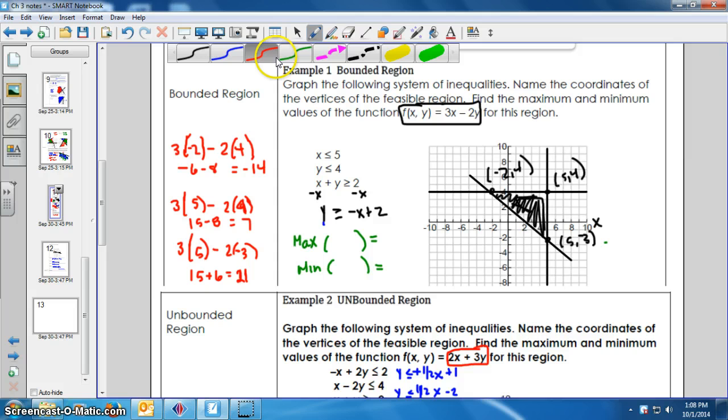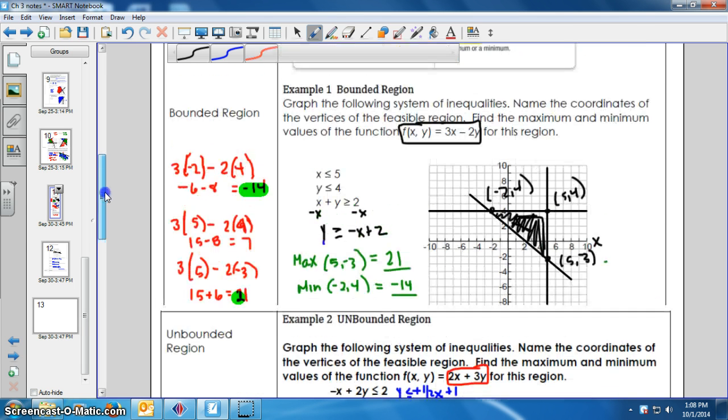All right, now let's identify our maximum and our minimum. So here's our minimum for sure, negative 14, and then our maximum 21. So we can write them over here. The coordinates that we used were negative 2, 4 for our minimum, and our maximum down here was 5, negative 3. And our maximum and minimum values, and that's what we wanted, maximum, minimum.